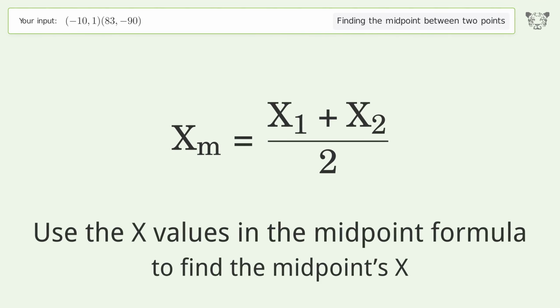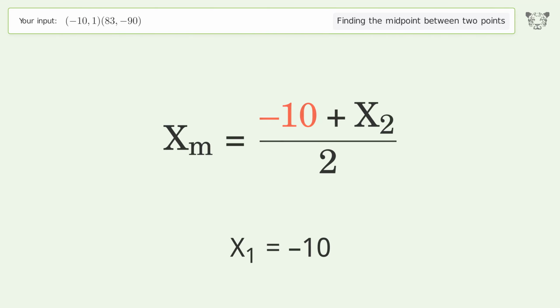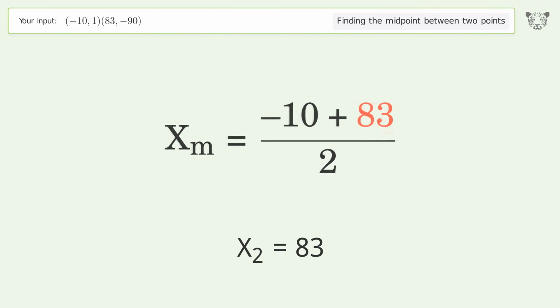Use the x values in the midpoint formula to find the midpoints x. x1 equals negative 10. x2 equals 83. Simplify the arithmetic.